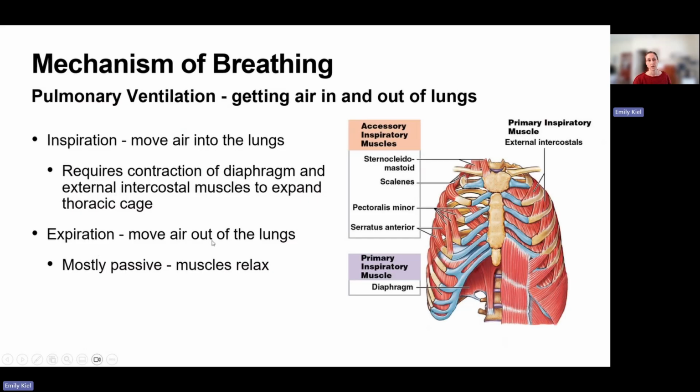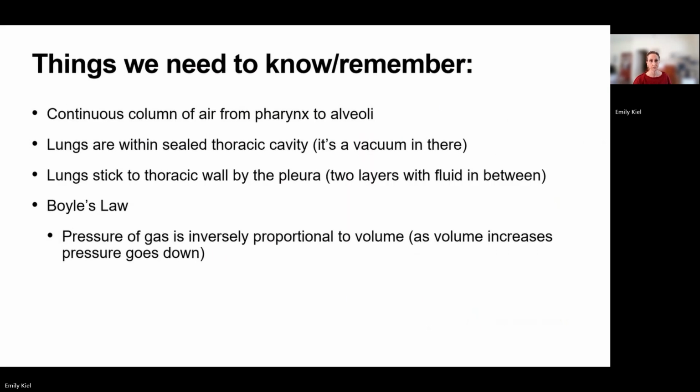And then for expiration, you're moving air out of the lungs, but it's mostly passive. So once these muscles relax, the thoracic area is going to return to its original volume. That means there's going to be more pressure in the thoracic cage, compared to the outside air, which has less pressure. So we're going to have air move from the higher pressure respiratory system into the air outside. So things we want to know and remember, it is a continuous column of air from the pharynx to the alveoli. So we don't just take air in like little bites like we do food.